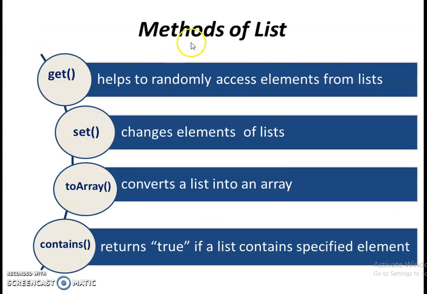Now these are the methods inside List interface. Apart from Collection interface methods, List has its own methods, and those methods are get, it helps to get an element from the list. Set, it changes elements of the list. toArray, this method converts a list into an array. And we have contains, it returns true if a list contains a specified element, otherwise it returns false, right? So these are the basic methods of List.